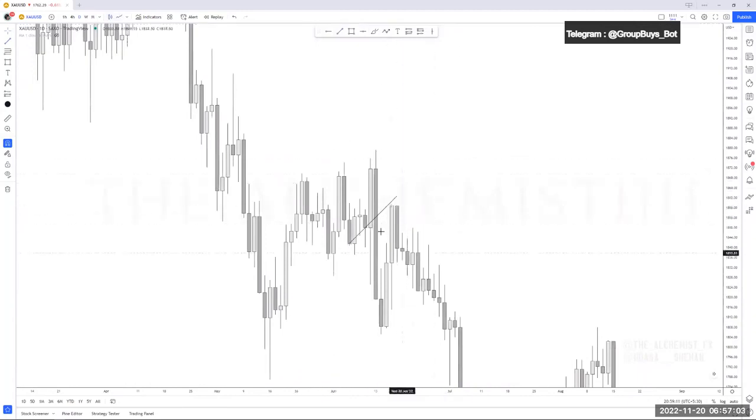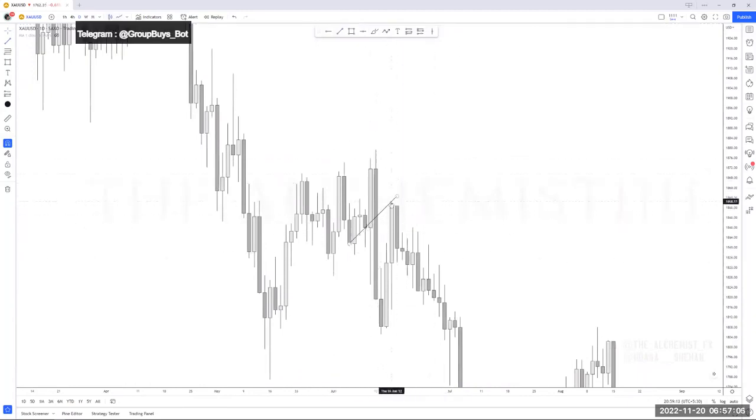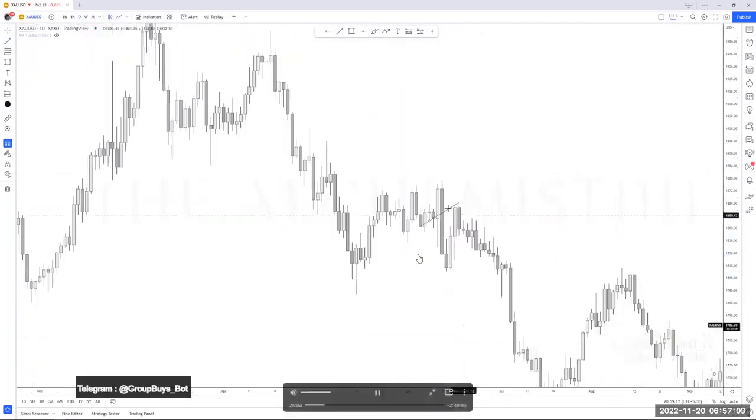If you use some other broker, you can see it very clearly. Break, retest, taps, and then it starts to drop. I'll show you more examples.